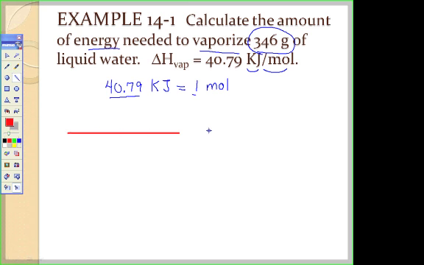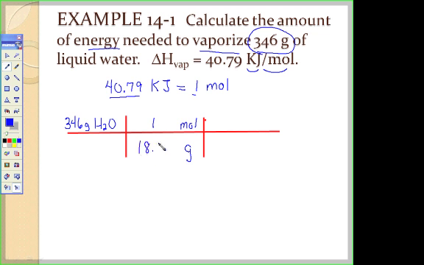So the first step is to go mass to moles. Mass to moles, use molar mass. So we're going to have 2 steps. Mass to moles, use molar mass, and then we'll get to the energy portion. So I have 346 grams of water. I want to get rid of grams and go to moles. 1 mole is 18.02 grams.